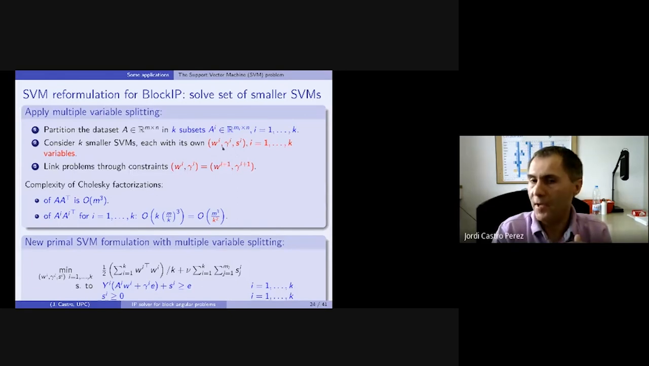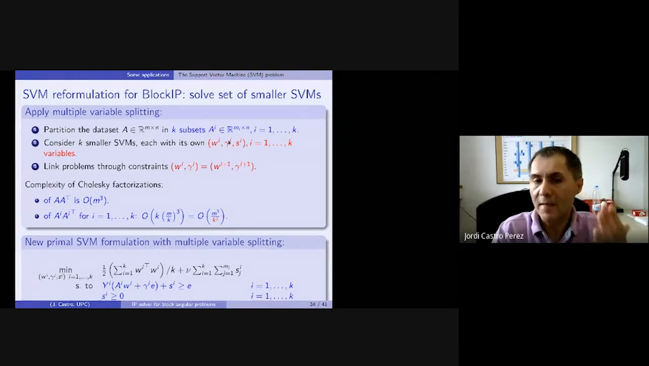Each of them has a different hyperplane defined by this normal vector and this independent term, and then we force that the plane of support vector machine i has to be equal to the plane of support vector machine i plus one. What's the benefit of that?